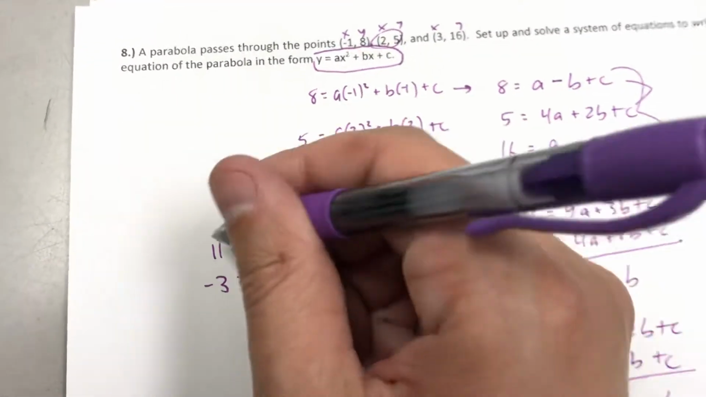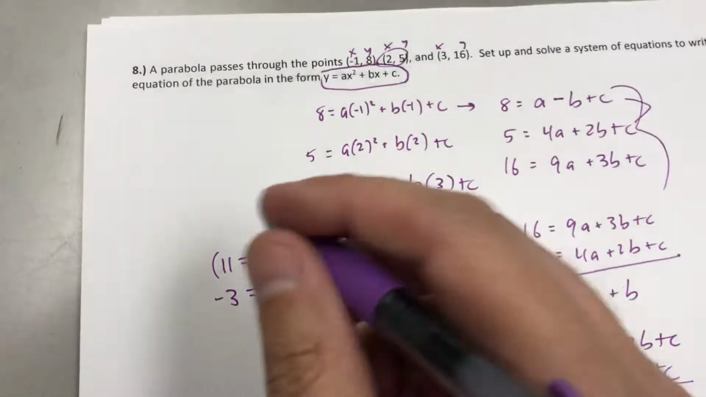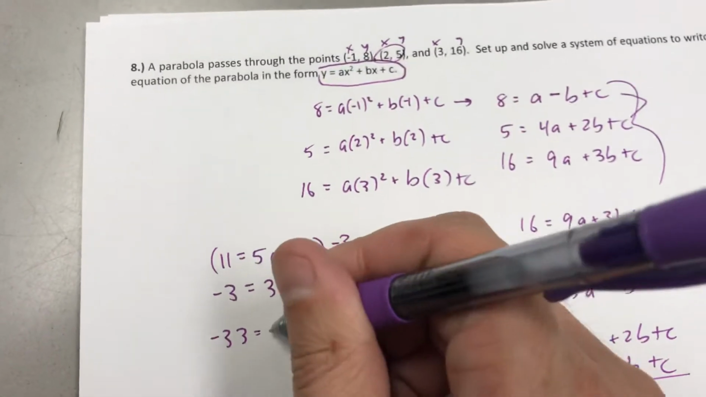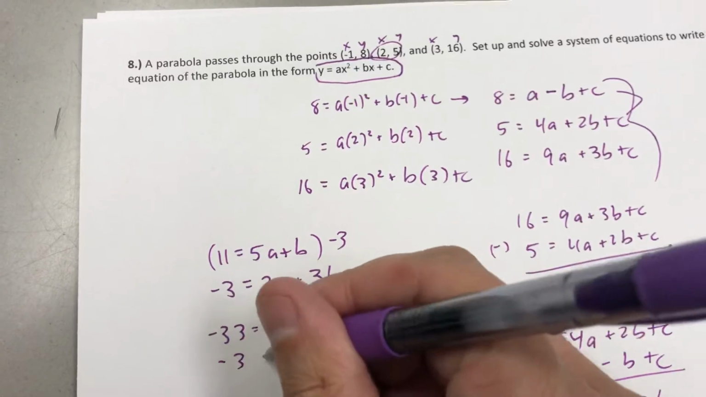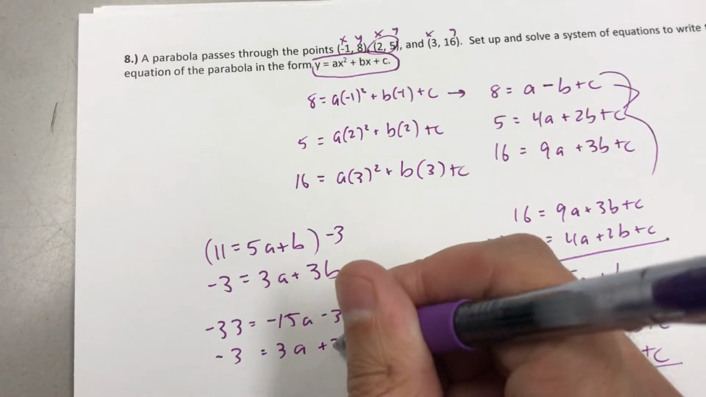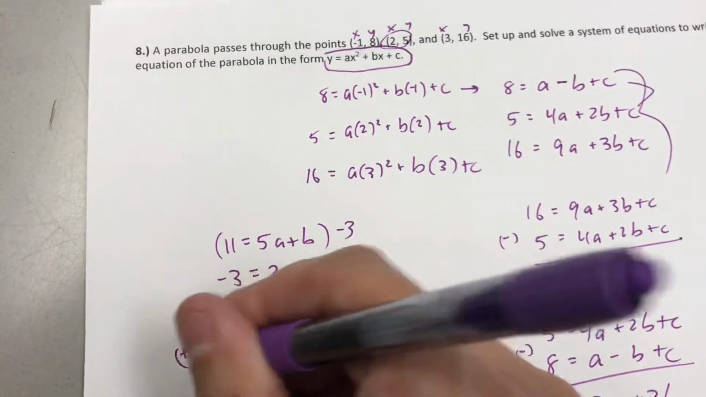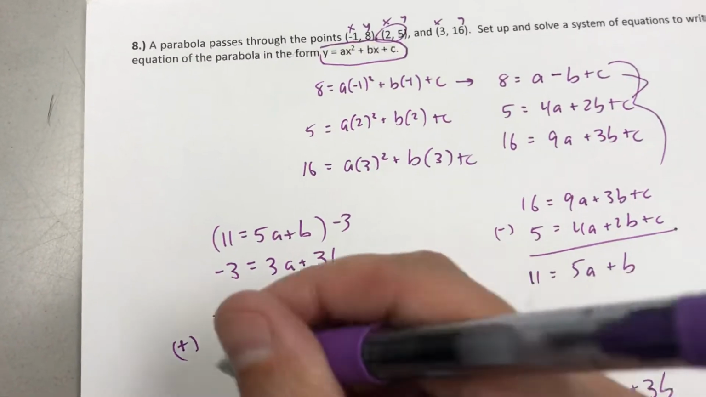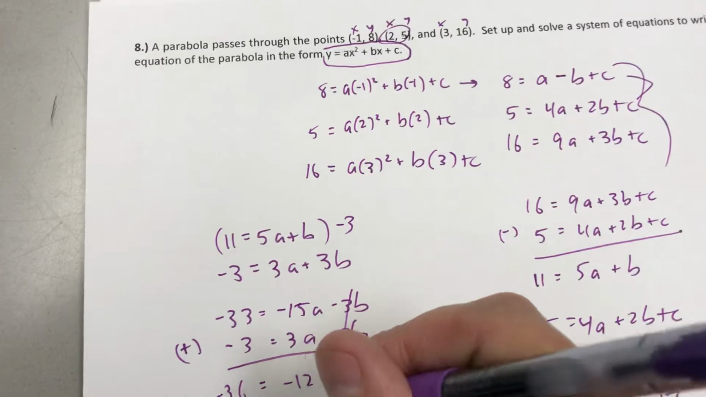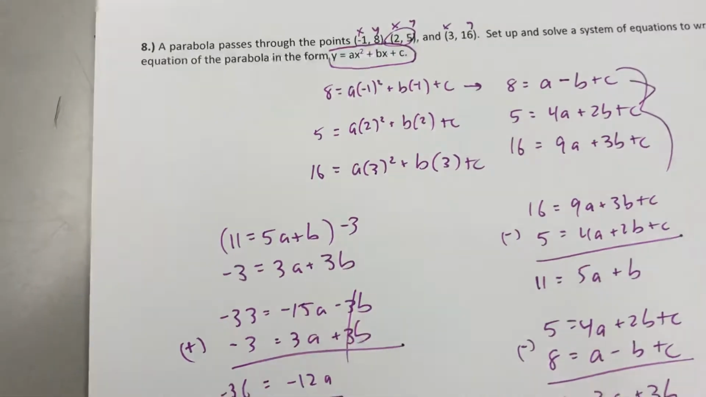I would multiply the top equation by -3. That'll give you -33 equals -15a minus 3b. Your second equation is -3 equals 3a plus 3b. You'll be able to cancel the b's by adding. So the b's are gone. We get -12a is equal to -36. Means a is going to be equal to 3.